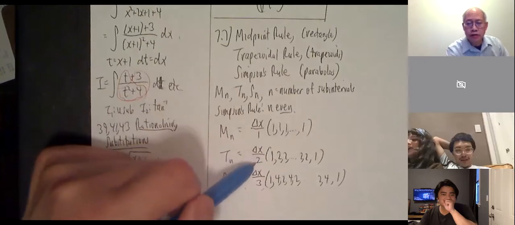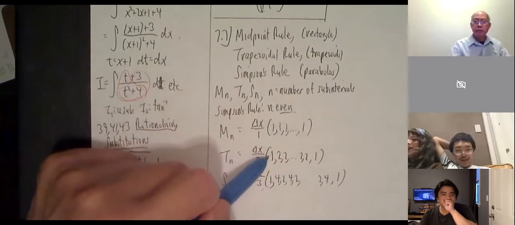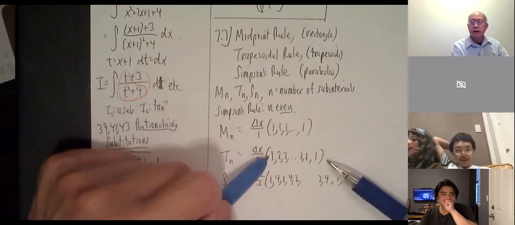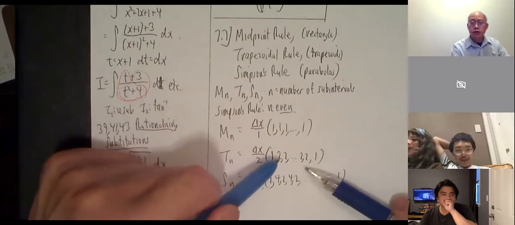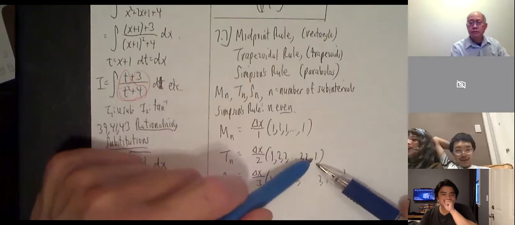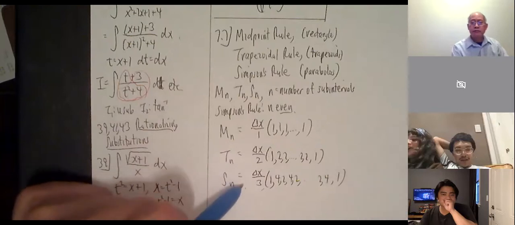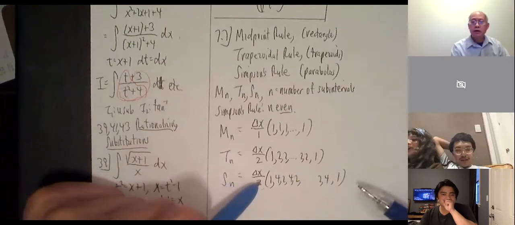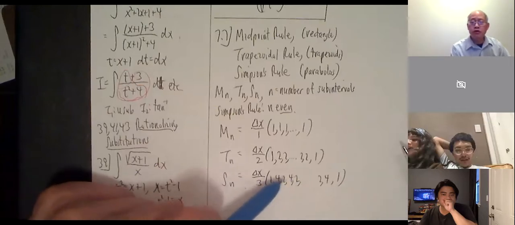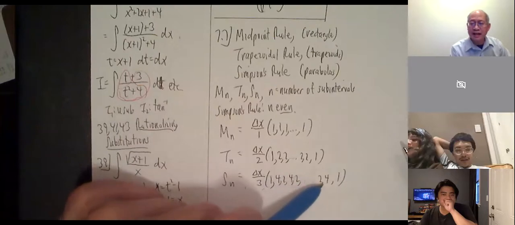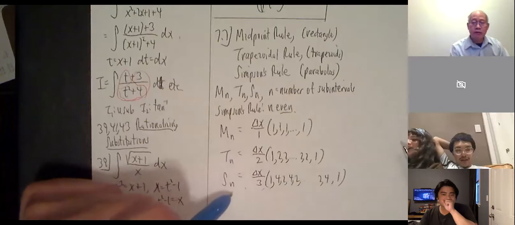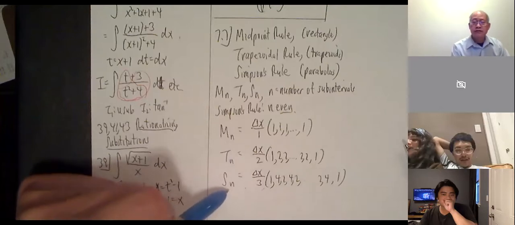Trapezoidal rule: delta x over 2, 1 at the beginning, 1 at the end. The middle is all 2s: 2, 2, 2, 2, 2, 2, 1. Simpson's rule, S_N: delta x over 3, 1 at the beginning, 1 at the end, and then you alternate 4, 2, 4, 2, 4, 2. If you do it the right way, the second to last one is also a 4 and then a 1. That works if n is even. Remember, you cannot do Simpson's rule if n is odd. You have to have an even number.